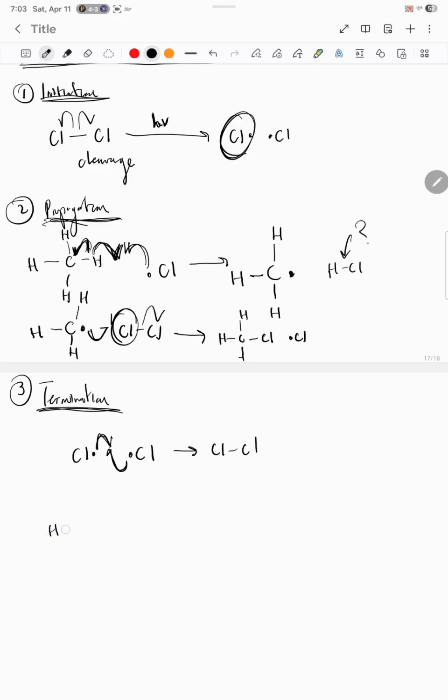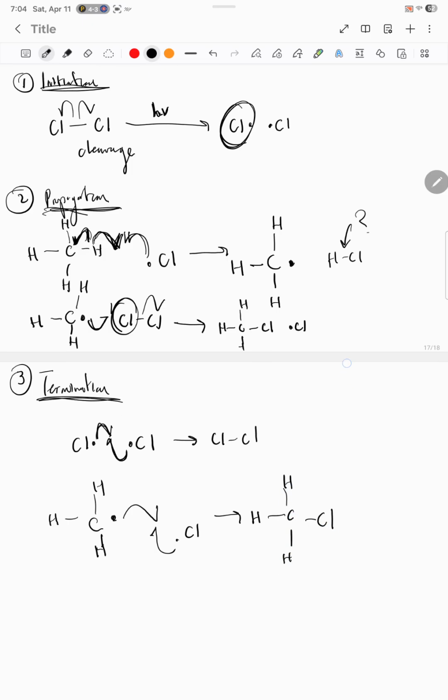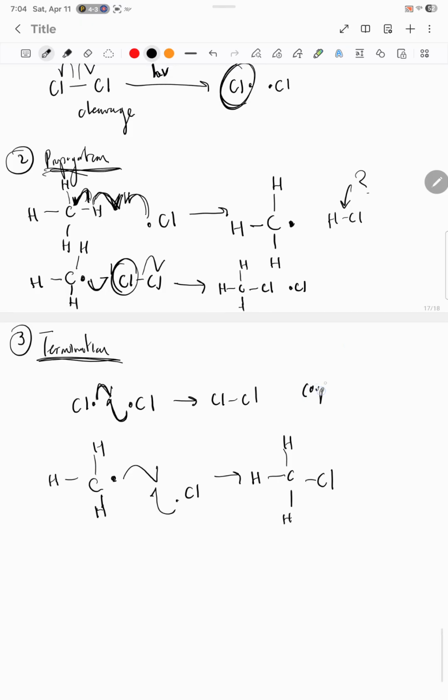That could be coupling, and it would be Cl. Well, we also initially formed the methyl radical, and that looks like this. If we combine this and chlorine, then we can get this formation. This is not chlorine, this is carbon radical. These are both known as coupling.